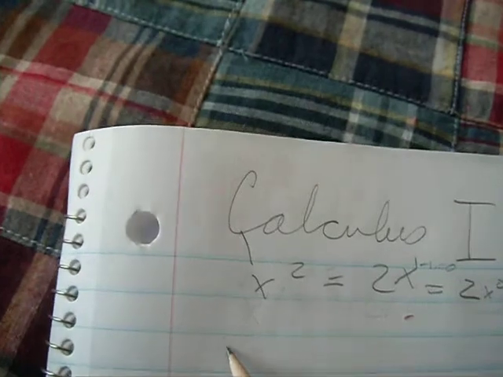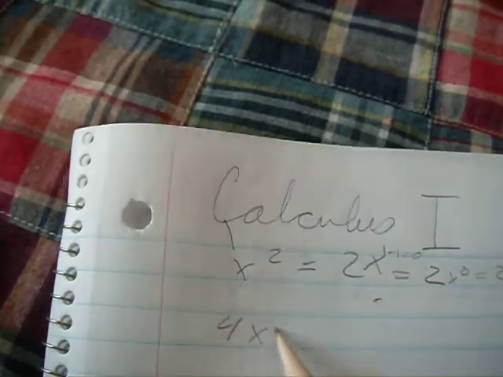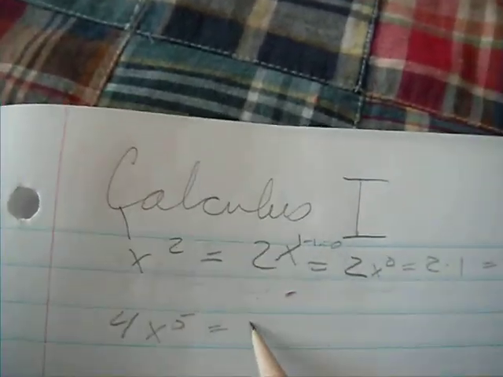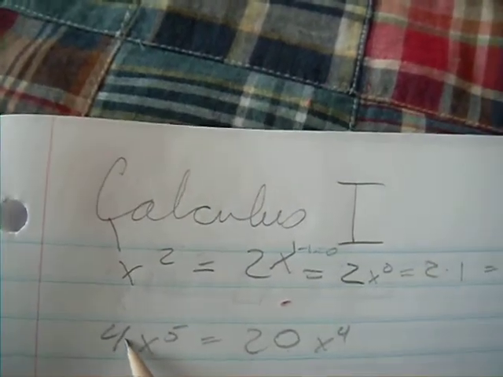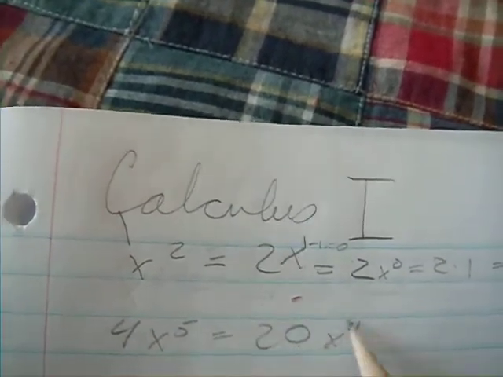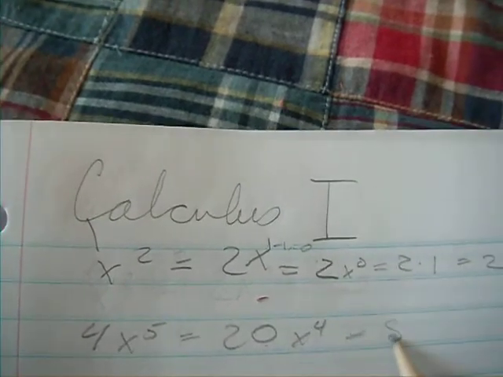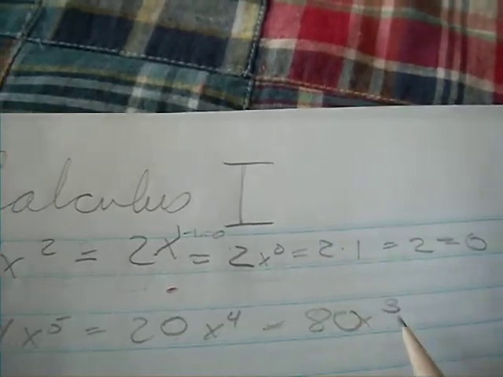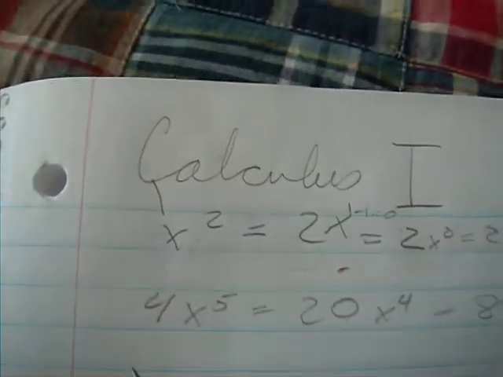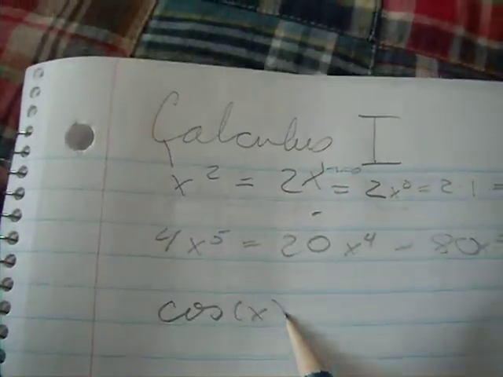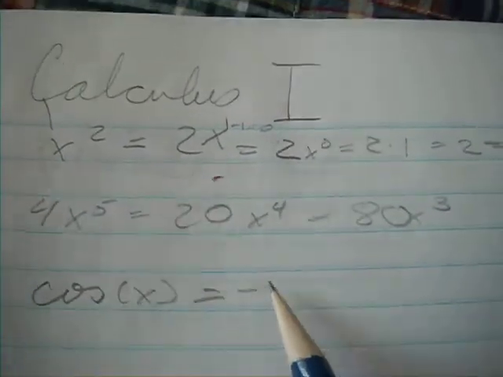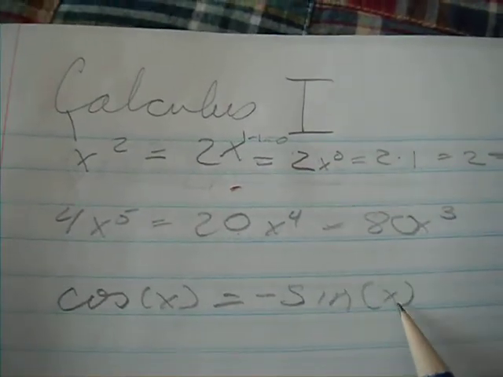Let's try a little more difficult one. We have 4x to the 5th. So what you do is you get 20x to the 4th, because you take the 5, multiply by the 4, 20, subtract 1, 4. Keep doing it, you'd get 80x to the 3rd, simple stuff. Alright, let's try a little trickier one, cosine of x. That's going to be negative sine of x.